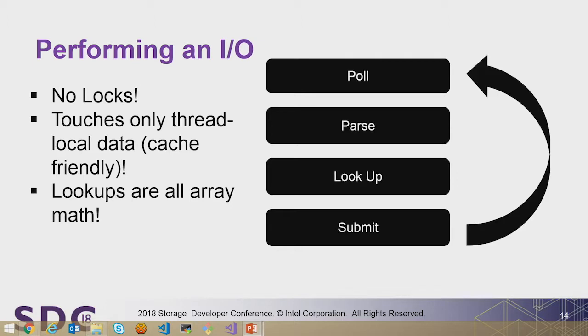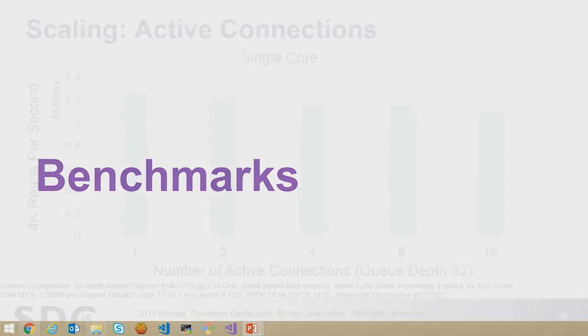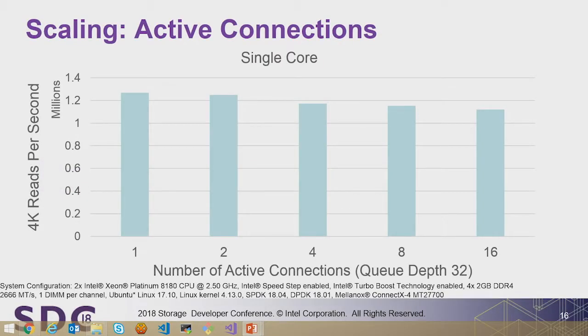Okay. So I guess now the fun part. Some benchmarks here. What this graph is, I'm scaling up the number of what I call active connections, and that means these are connections that are actively sending I/O. They happen to be queued up 32 on each connection. So the system here is I have 2 systems connected with RDMA NIC back-to-back, no switch, just direct connected.